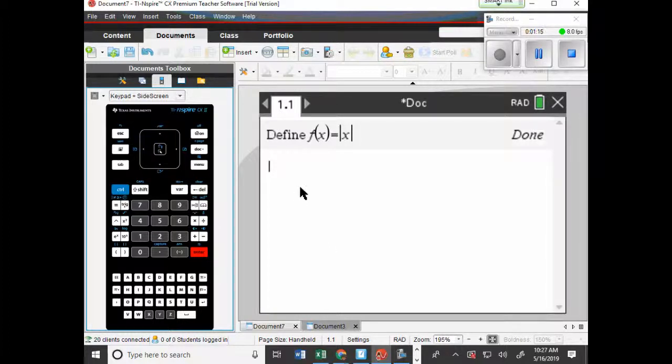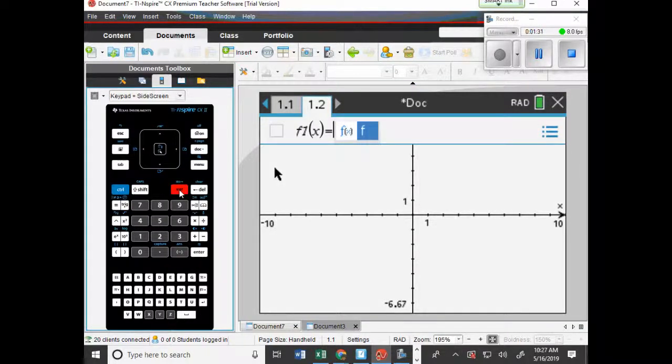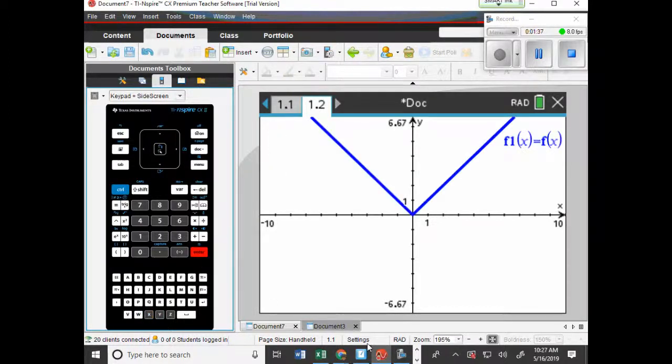Okay. Now that we have f of x defined, we can go now to our graph, and I am going to make f1 of x to be f of x. So I'm going to press variable, enter, and f of x. Okay, so that's the absolute value function, which is our f of x. That's our parent function. So now let's define another function. Now let's look at all the transformations of f of x.